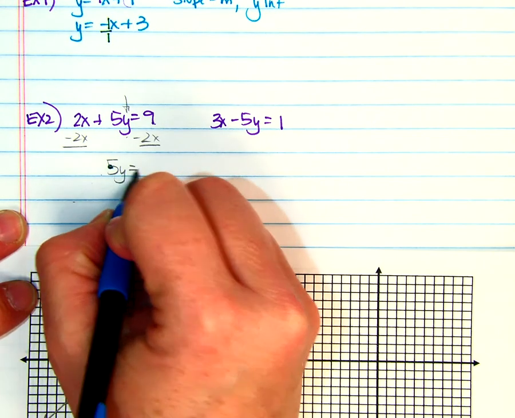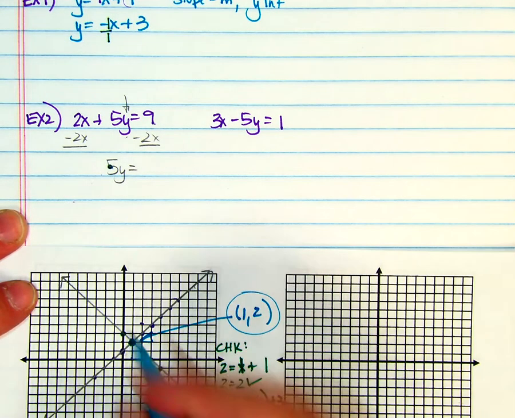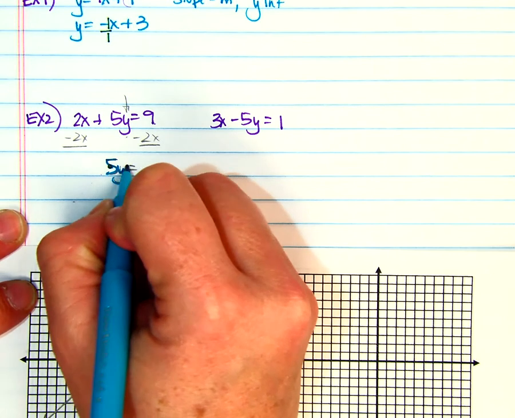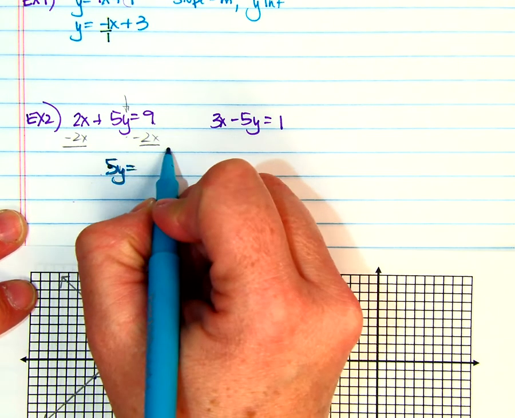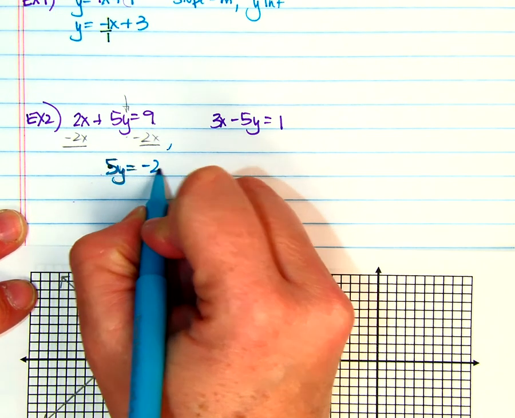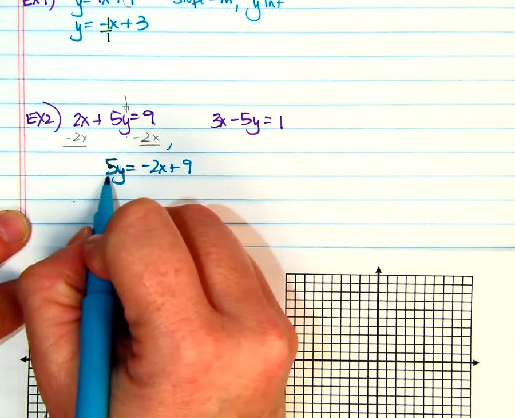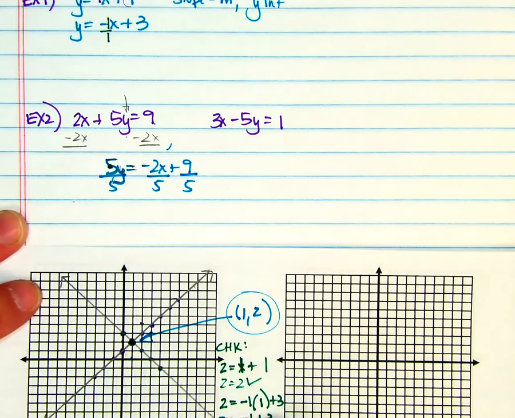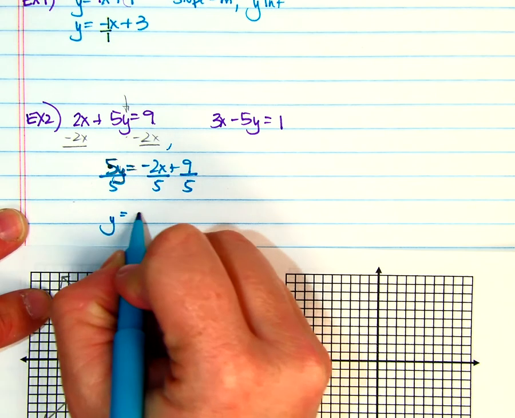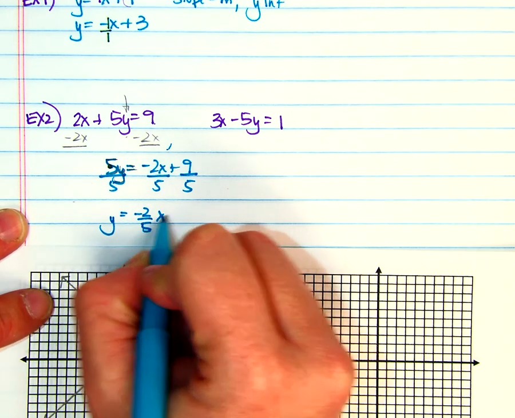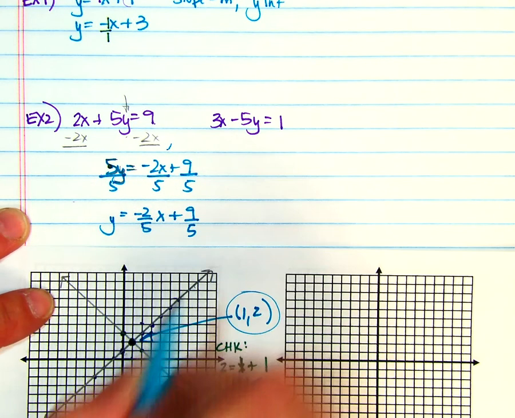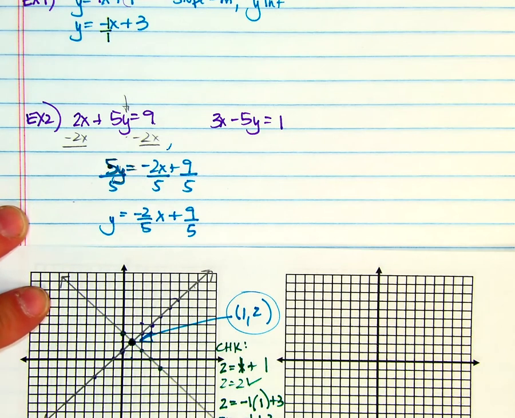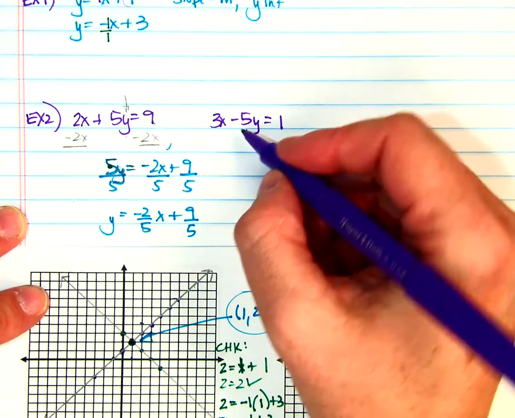So 5y equals, I'm going to change markers here. So 5y equals, get in the habit of putting that x term first, negative 2x plus 9, and then divide every term by 5 to get y by itself. Now that y-intercept is nasty, so we'll see how this graph actually comes out.